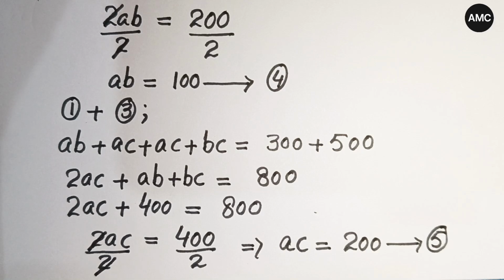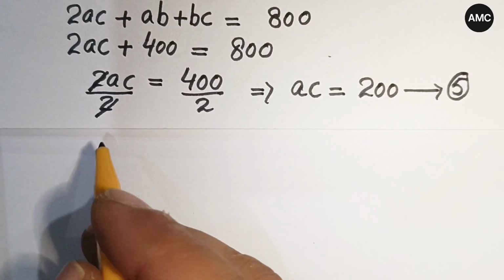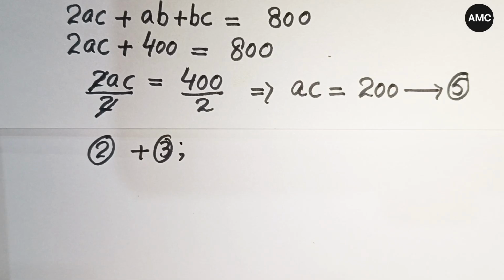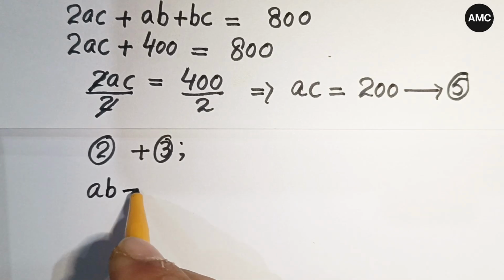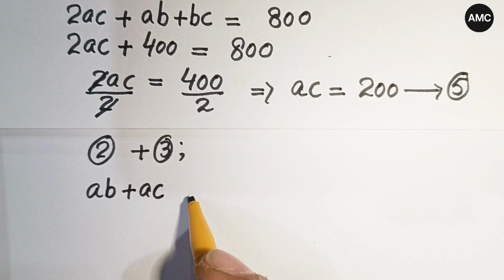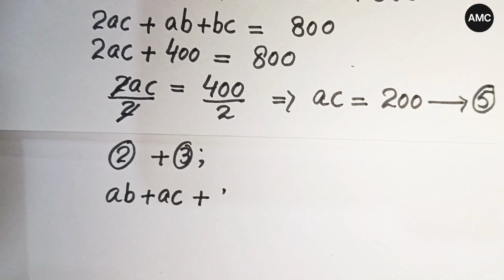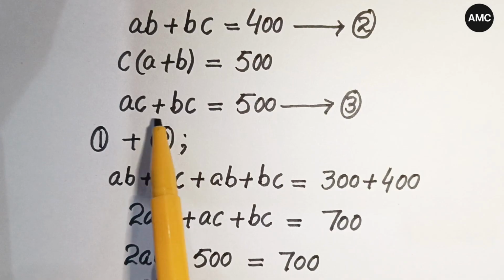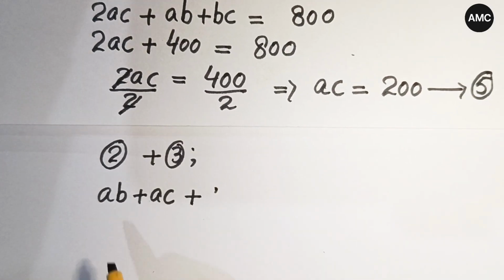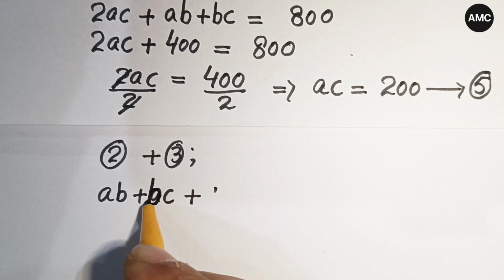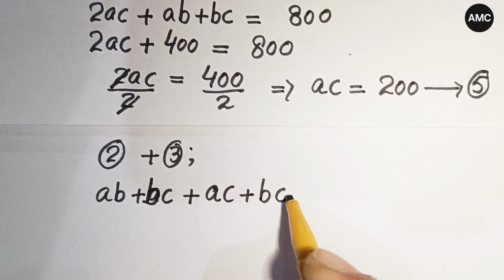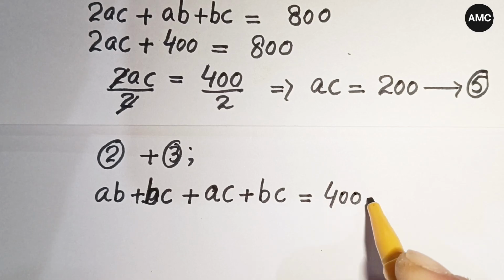Similarly, we are going to add equation 2 and equation 3. Now adding equation 2 and equation 3, the left hand side of equation 2 is ab plus bc, and the left hand side of equation 3 is ac plus bc. So here we have ab plus bc plus ac plus bc is equal to 400 plus 500.